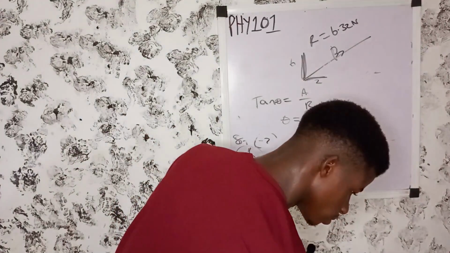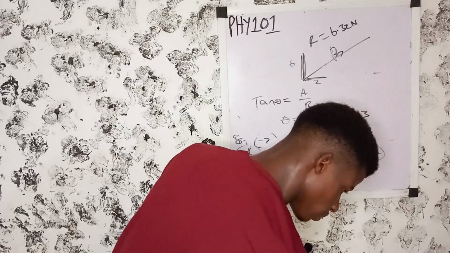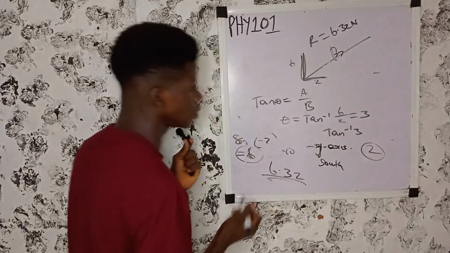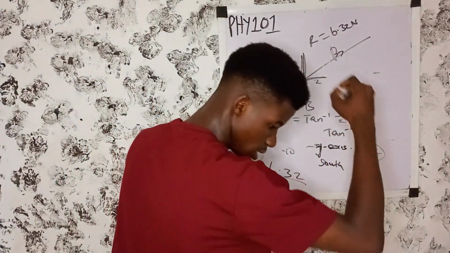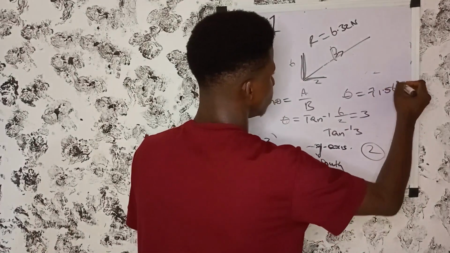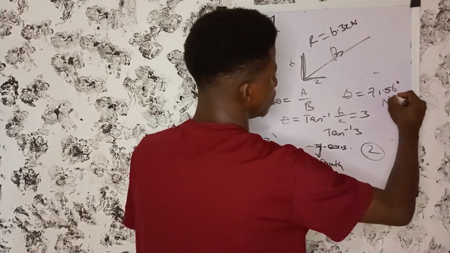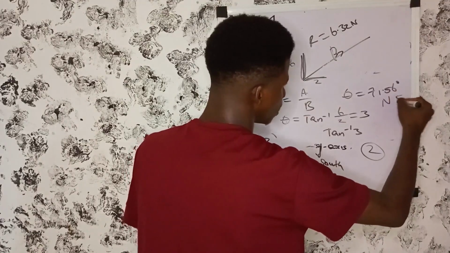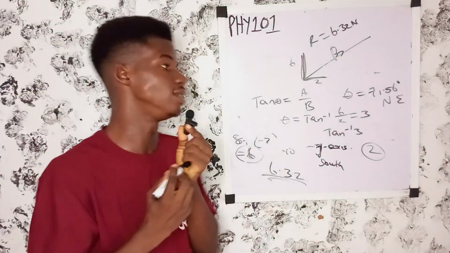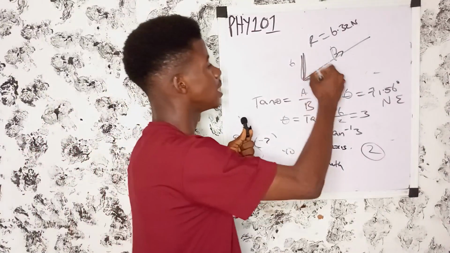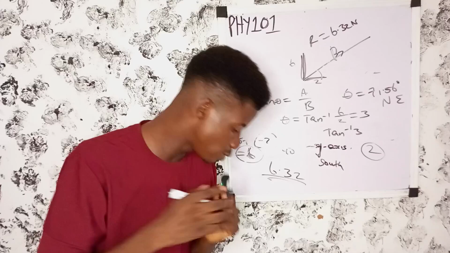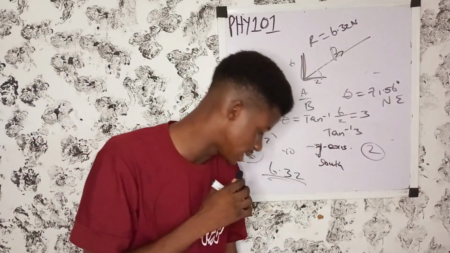Now the inverse of tan 3 will give us what? Okay, so let me do it. So the angle will be 71.56 degrees, north of east. Okay, northeast. So 71.56 degrees northeast. So the angle here is 71.56 degrees. Now let's move to question 2.7.